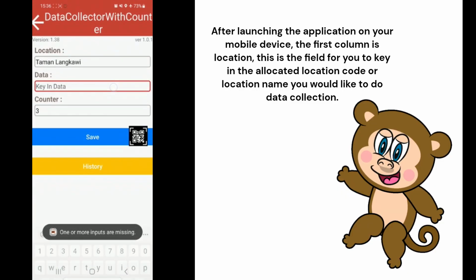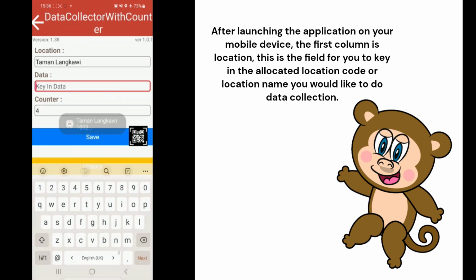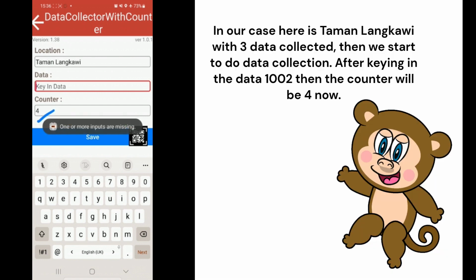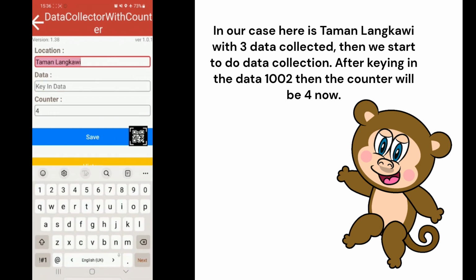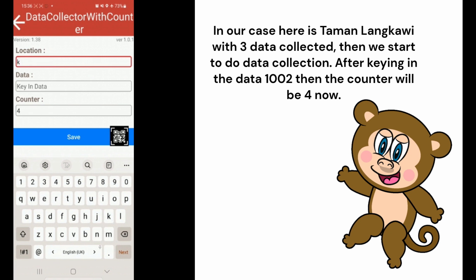After launching the application on your mobile device, the first column is location. This is the field for you to key in the allocated location code or location name you would like to do data collection. In our case here is Taman Langkawi with 3 data collected. Then we start to do data collection. After keying in the data 1002, the counter will be 4 now.